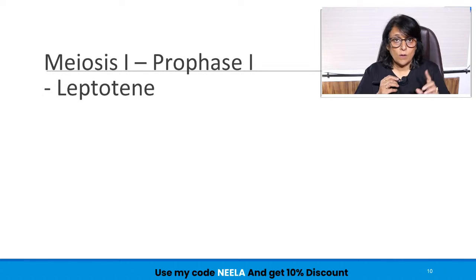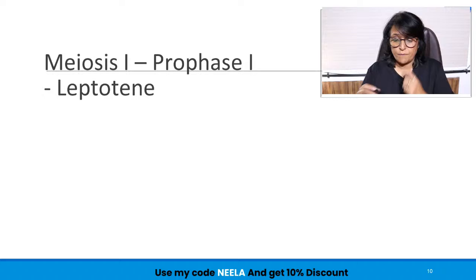So we have discussed the overview of Meiosis I and Meiosis II. In Meiosis I, we will have Karyokinesis I and Cytokinesis I. In Karyokinesis I, we'll have Prophase I, Metaphase I, Anaphase I, and Telophase I. In Prophase I, we are talking of five sub-phases. So this is where we are starting from.